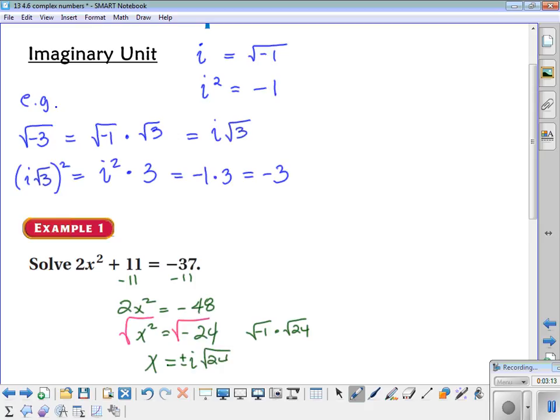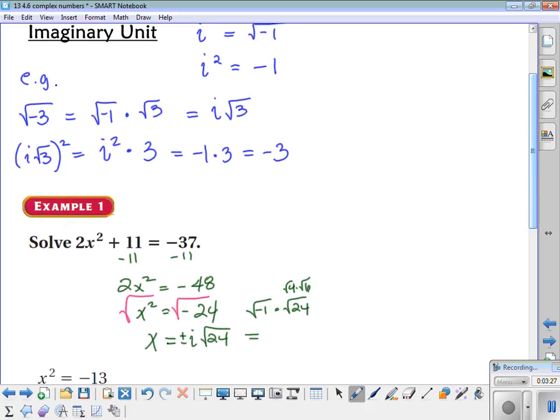Okay, but my root 24, I can break that down further, can't I? Yeah, the square root of 24 is the square root of 4 times 6, isn't it? So I can take the square root of 4 and take that out. So I get x is equal to plus or minus 2i times the square root of 6.